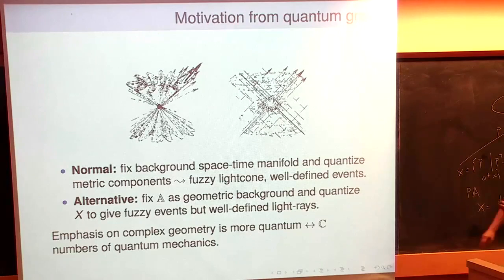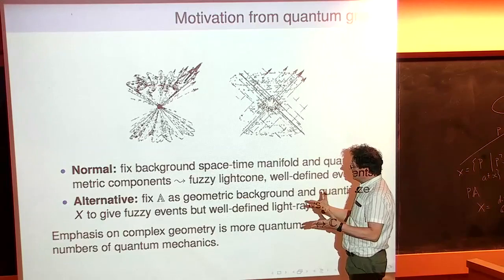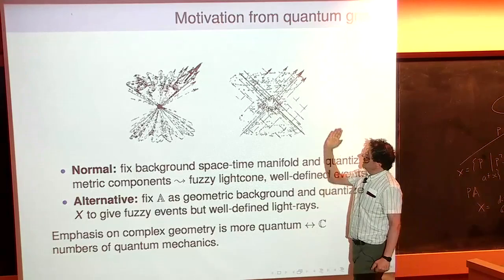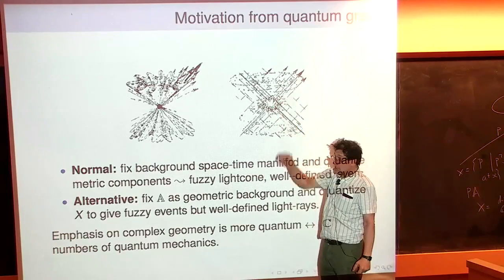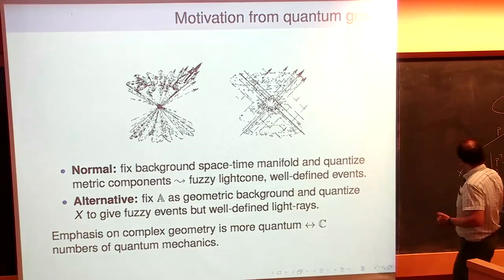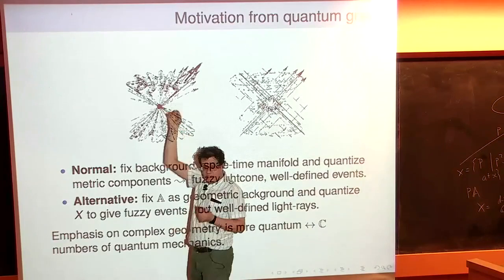So one of the motivations for this idea was that if you quantize in twistor space or in ambitwistor space, then you're keeping very well defined the notion of a light ray, but the concept of a space-time event becomes fuzzy. You want to reconstruct these quadrics, but actually reconstructing them becomes messy. It becomes subject to quantum uncertainties. Whereas if you just follow the standard strategy where you quantize on space-time, components of the metric have some commutation relations and your light cone becomes fuzzy.